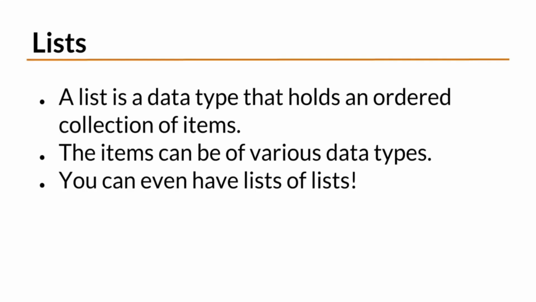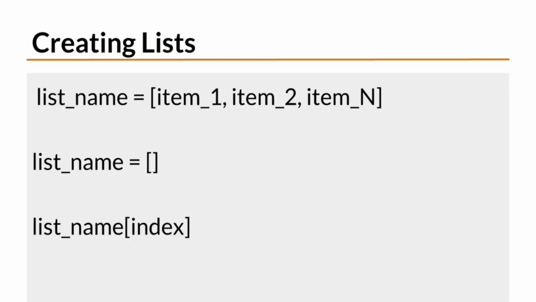So far in this course, you've learned about the string, integer, float, and Boolean data types. A list is a data type that holds an ordered collection of items. These items or values contained in a list can be various data types themselves. You can even have lists within lists. Lists are created using comma-separated values between square brackets.